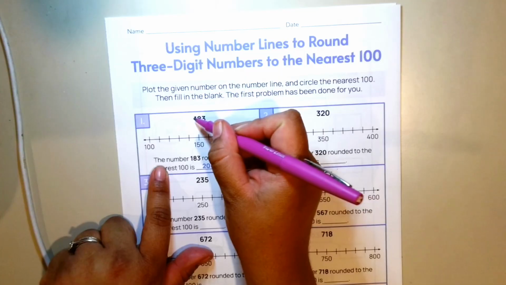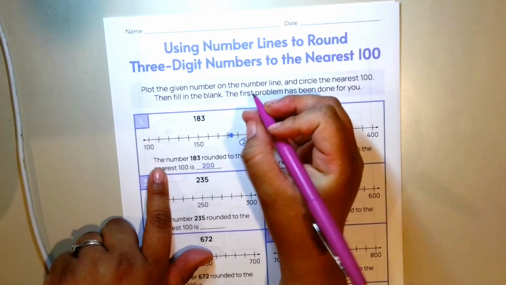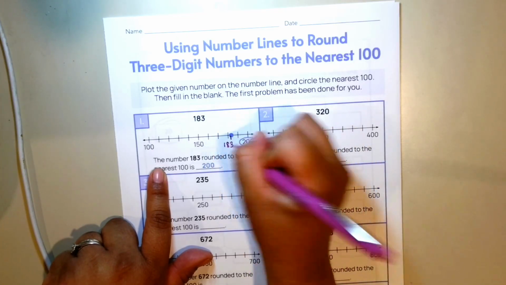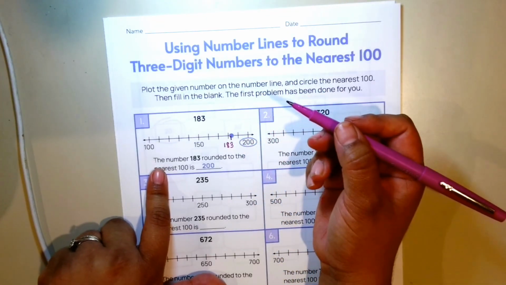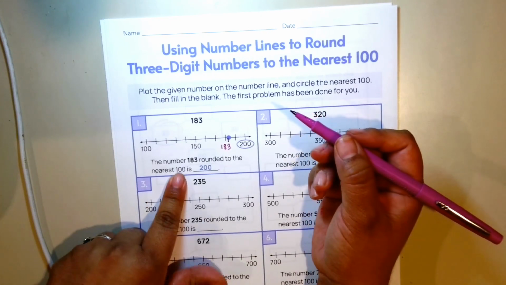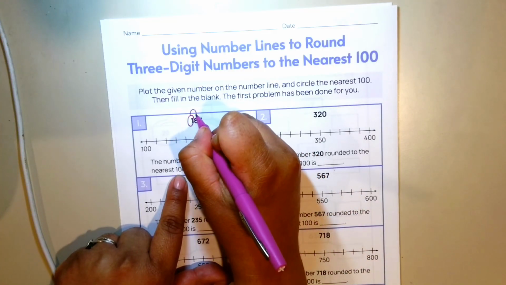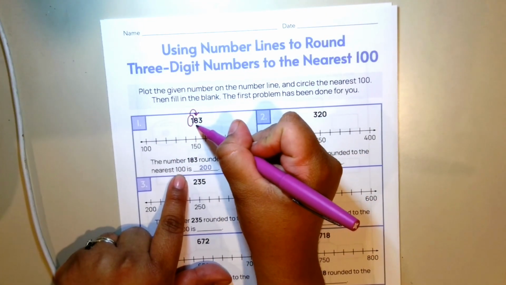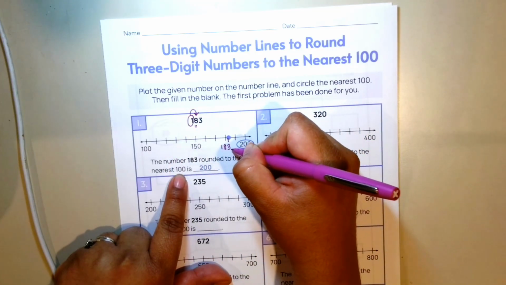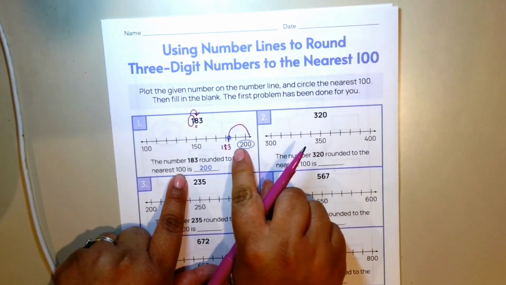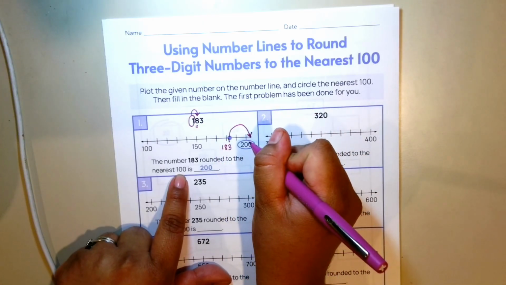Okay, so our number is 183. So that would be approximately right here. Okay, so because the target number that we are rounding to is 100, we're going to circle the 100. Then look to the number to the right. And it's an 8. And because of our number line, we see that 183 is closest to the upper 100, which is 200. So that means it's going to round to 200.